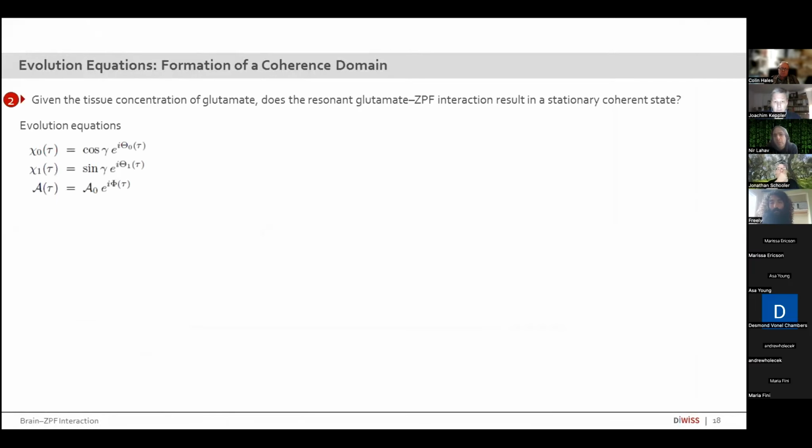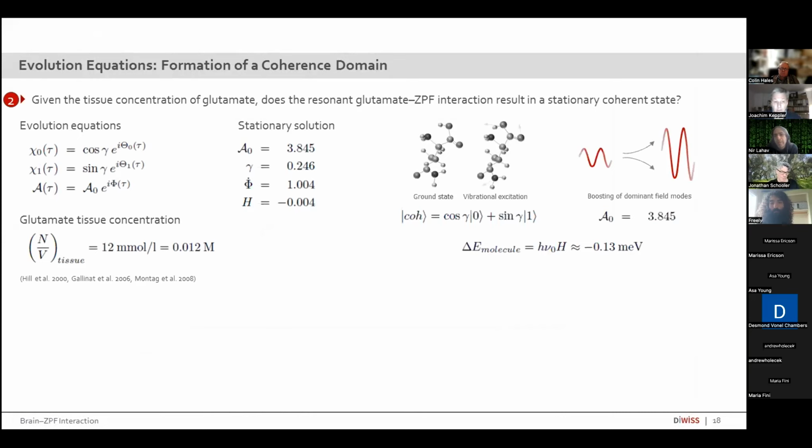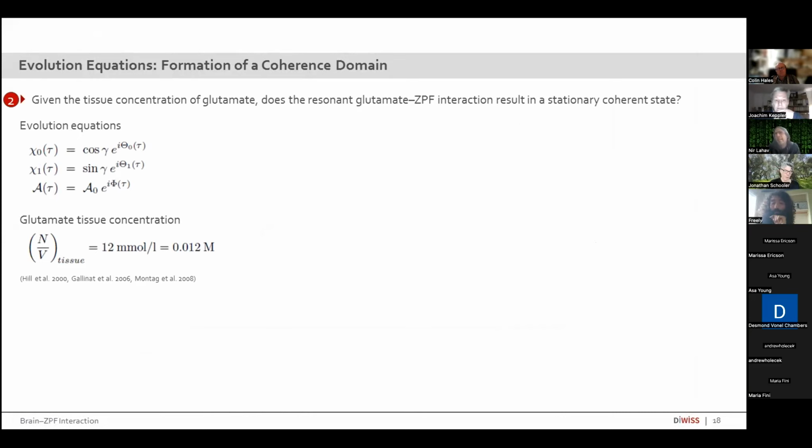So if I understand correctly, you said that the tissue concentration of glutamate is important for the stabilization of it. Why is it important? How come this concentration is causing the stabilization?